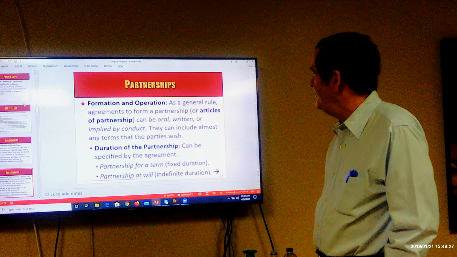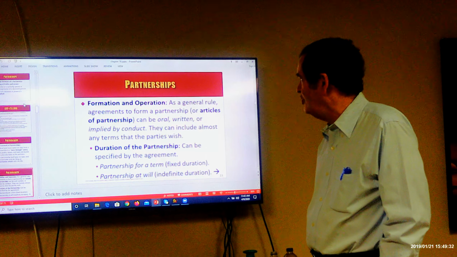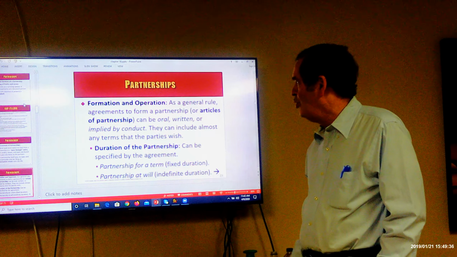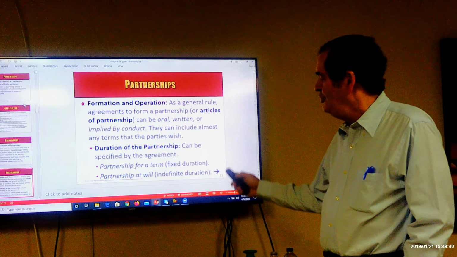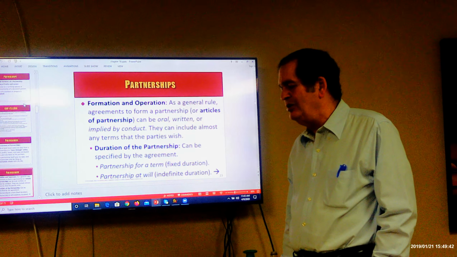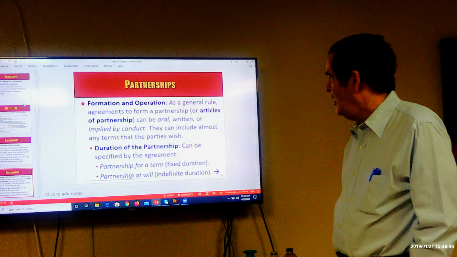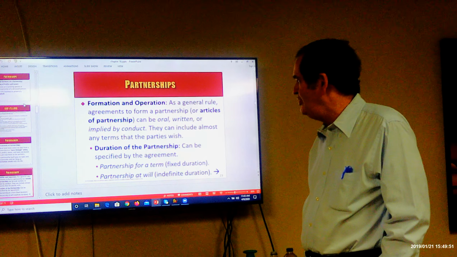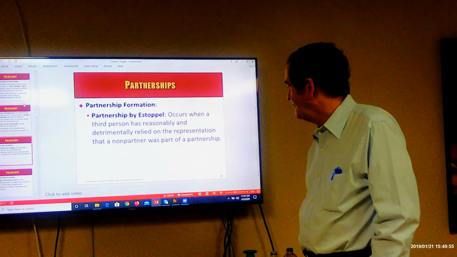Formation and operation. You can have your agreement, which is called the Articles of Partnership, or any other title you really want to give it. Again, it can be oral, written, or implied by the conduct of the parties. You should designate the duration, or else the gap filling is going to do it for you. A partnership for a term is called a fixed duration. A partnership at will has an indefinite duration.